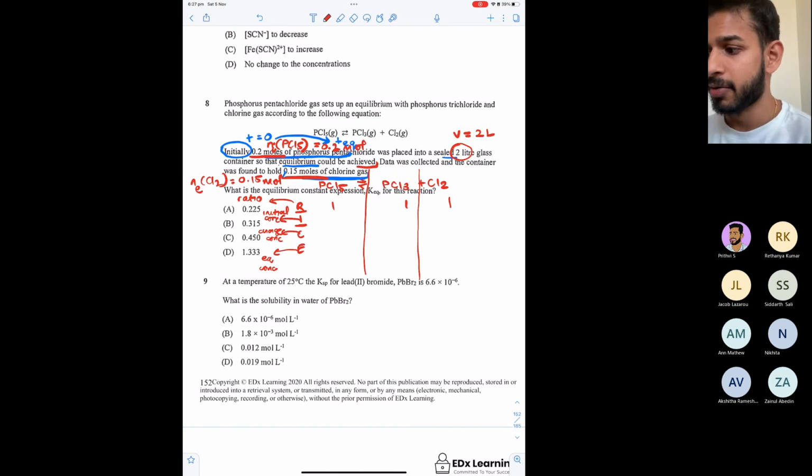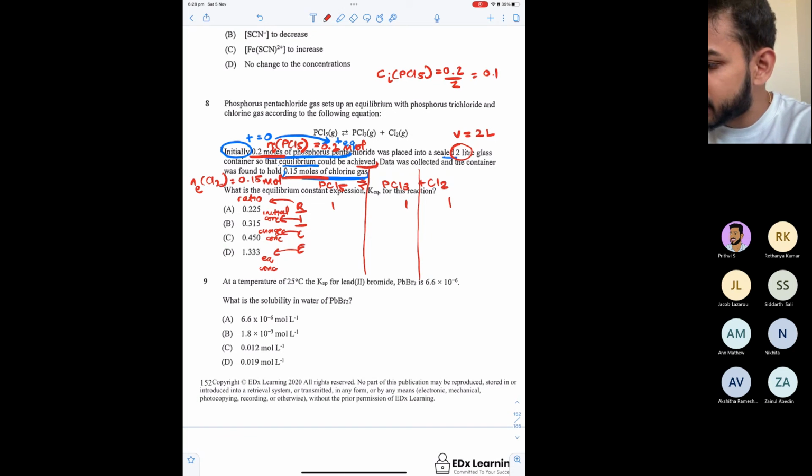So we're going to now apply that. What is the concentration initially of phosphorus pentachloride? What's 0.2 divided by 2? 0.1. Does everyone agree? So what you're going to write is initial concentration of PCl5 is 0.1. Now, what is the equilibrium concentration of chlorine gas? Same thing, we write n on V. What's the n value?